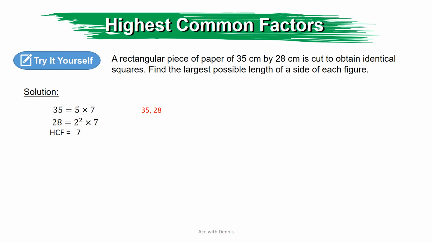Or you can also try with method 2. 35 and 28 divided by 7, we get 5 and 4. And 5 and 4 have no more common divisor, therefore the HCF is 7. Hence, the largest possible length of a side of each square is 7 cm.